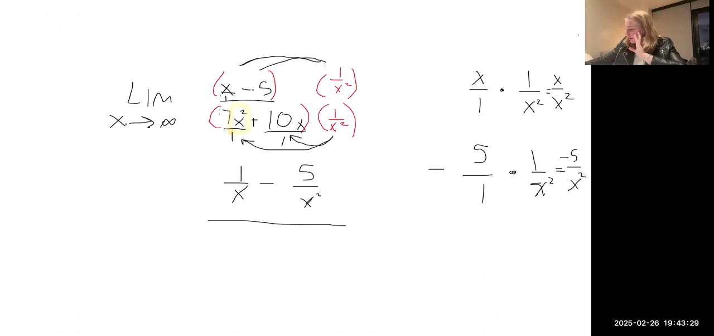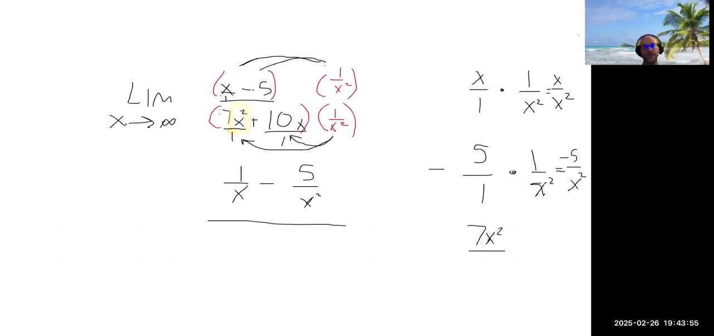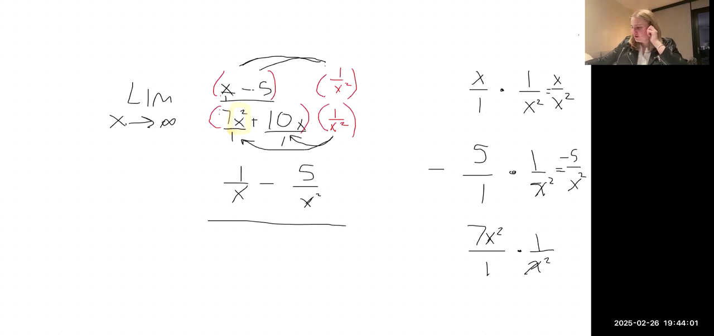Times 1 over x squared. So that gives us 7x squared over x squared, which is really 7 over 1, right? 7x squared over 1 is multiplied by 1 over x squared. Let's do that off to the side. The x squareds cancel. So it's 7x squared over 1, and then the x squareds will cancel. So I'm just going to get 7? Yeah, these cancel out, and the end result is just a 7. Okay, so then I get 7.